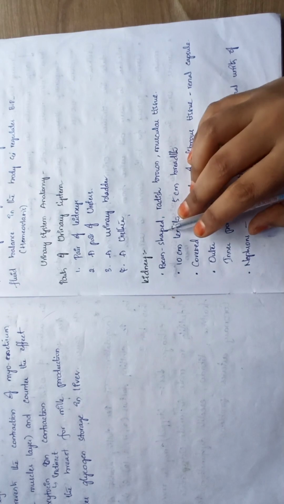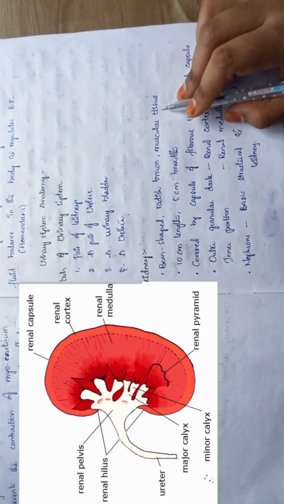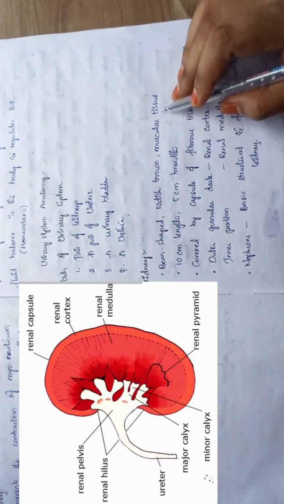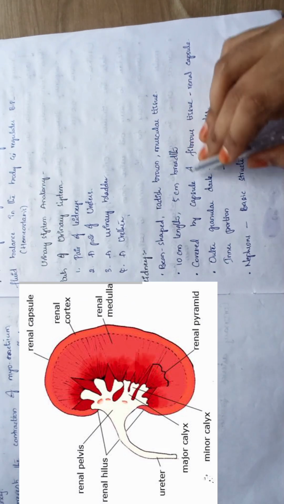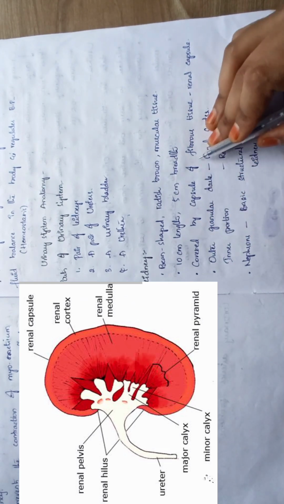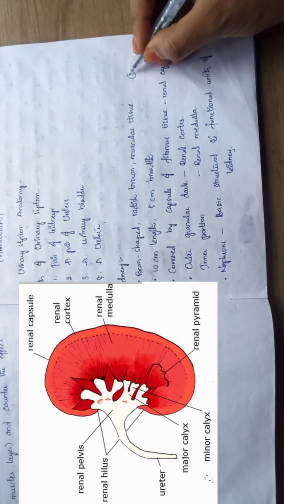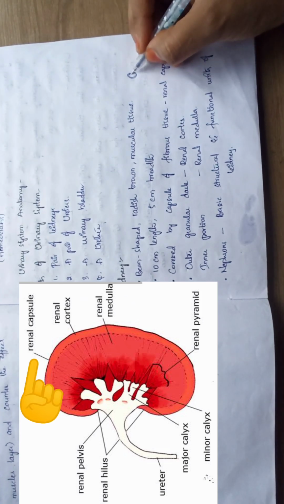The kidney is a bean shaped, reddish brown muscular tissue. I will give a diagram for reference. You see the bean shaped reddish brown organ, which is 10 centimeters in length and 5 centimeters in breadth, covered by a capsule of fibrous tissue. The kidney is covered by fibrous tissue, and we call it the renal capsule.